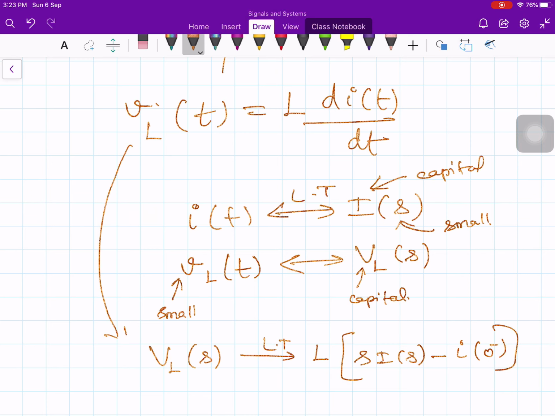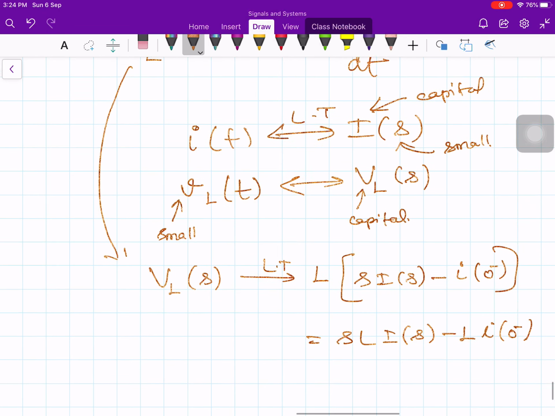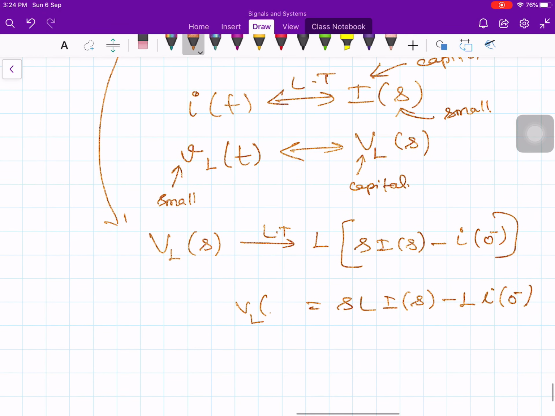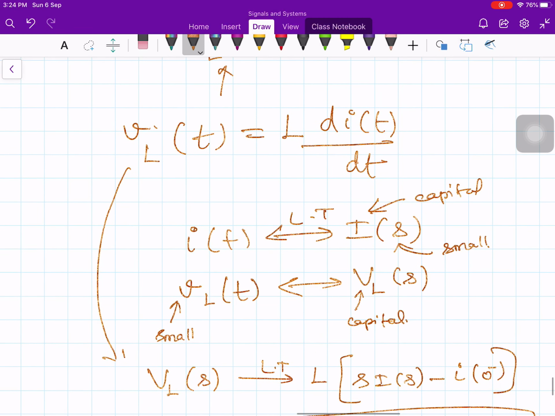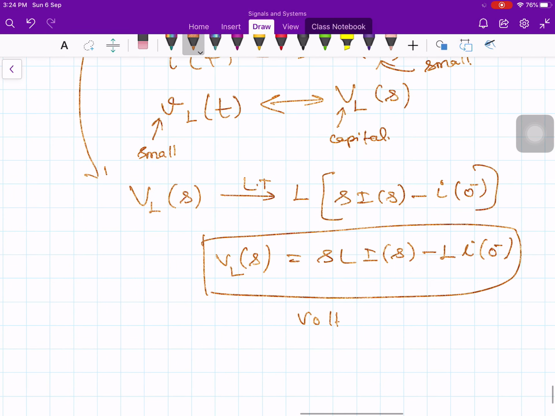So this is equal to SL times I of S minus L times small i of 0 minus. So this is the voltage in the transform domain. This one is voltage in the time domain. And this one is voltage in the transform domain, or S domain.